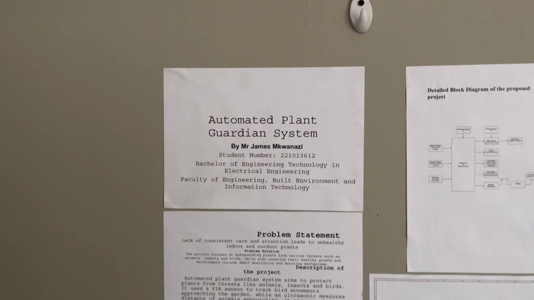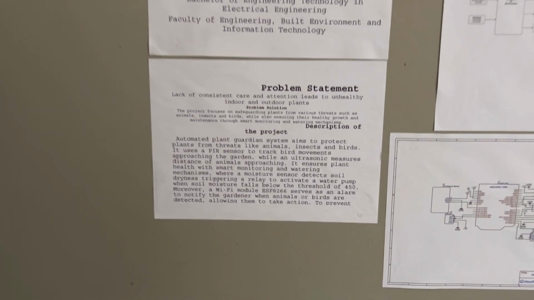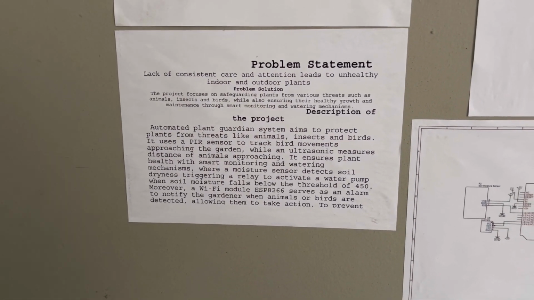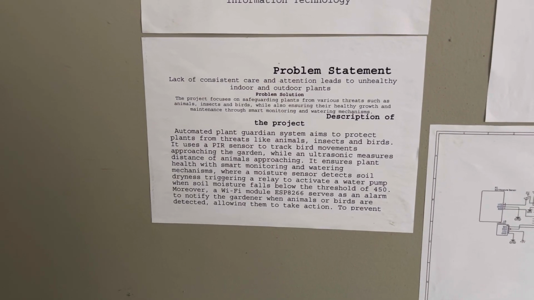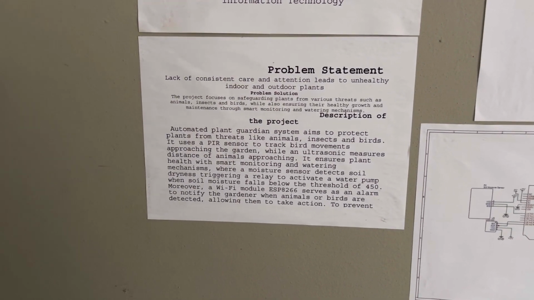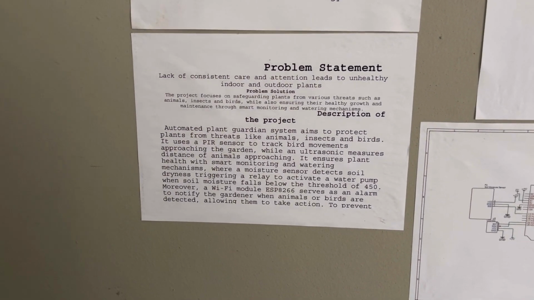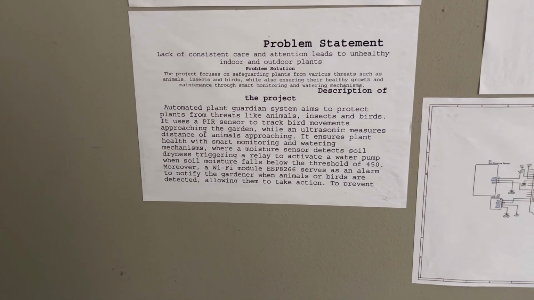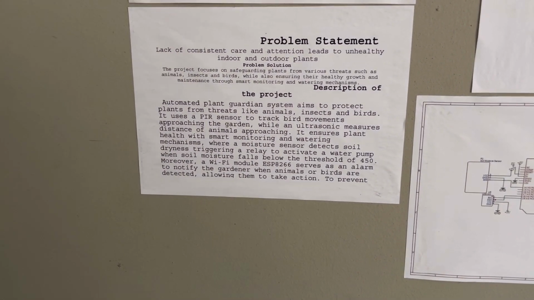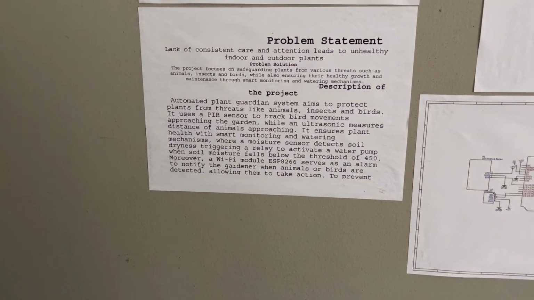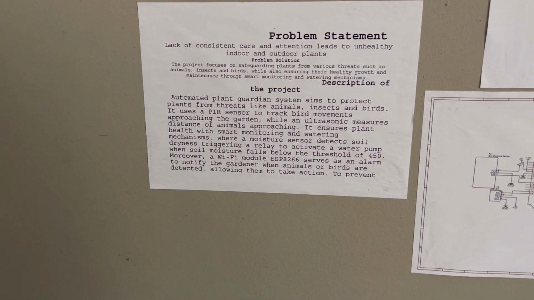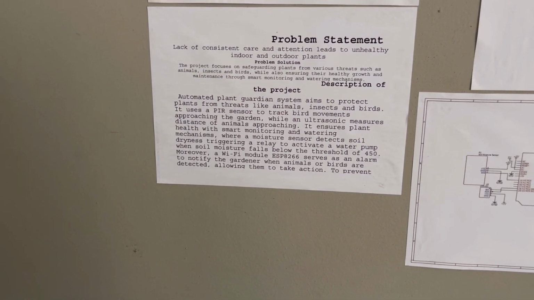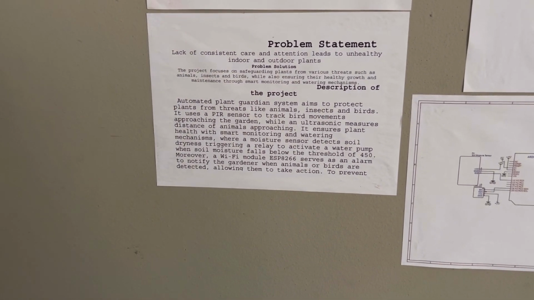The problem statement of my project is the lack of consistent care and attention that leads to unhealthy plants indoors and outdoors. As I've seen, plants are under threat and are not taken care of well. So this project protects plants from various threats such as animals, insects and birds, while ensuring that they are healthy, grow and are maintained through smart monitoring and a watering mechanism.